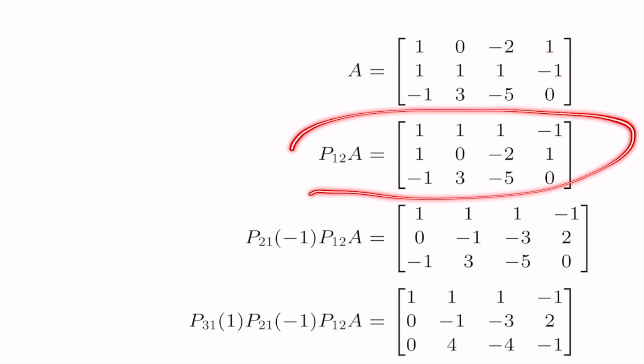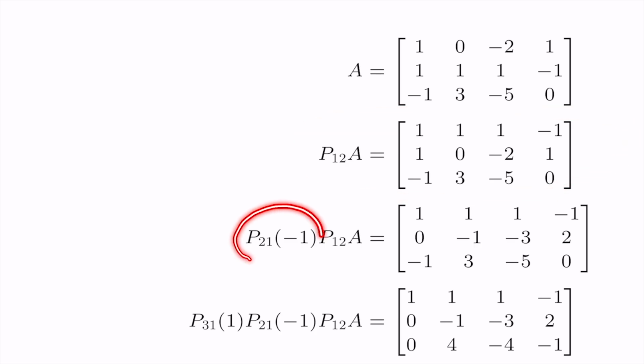And to this matrix, we again apply another elementary matrix, P21 of -1. So this adds to the second row the first row times -1. So to the second row, we add -1 times the first row. So -1 times 1 is -1. So if we add it to 1, we get 0. -1 times 1 is -1. We add it to 0, and we get -1, and so on. And for this, we get -3. And for this, we get 2.